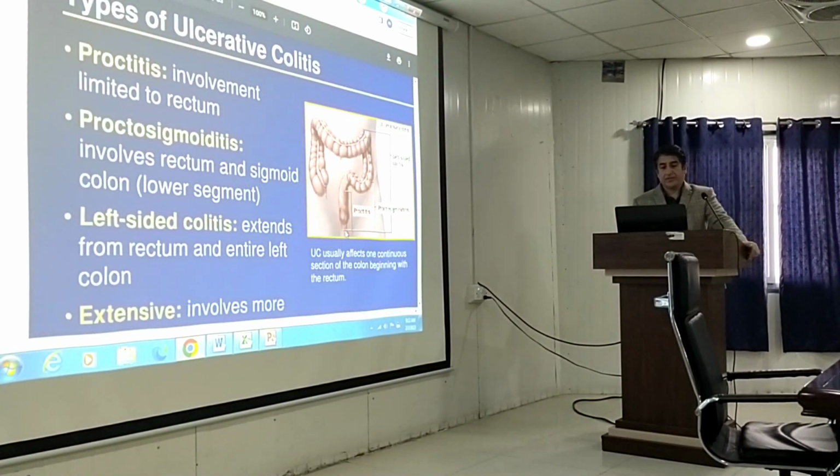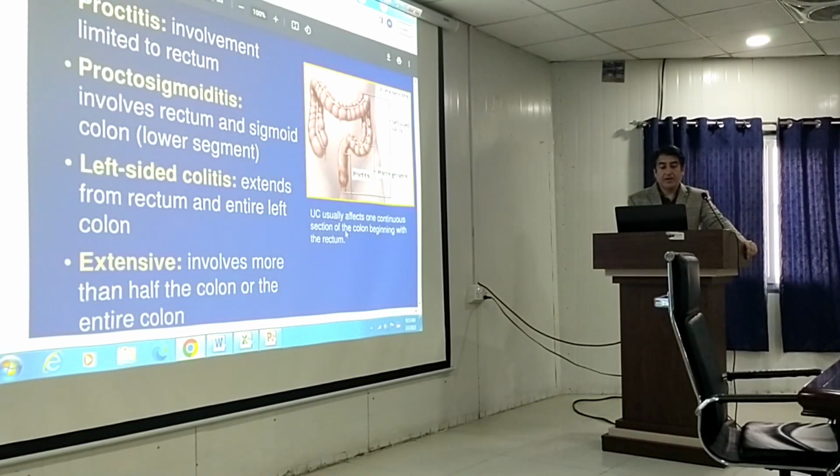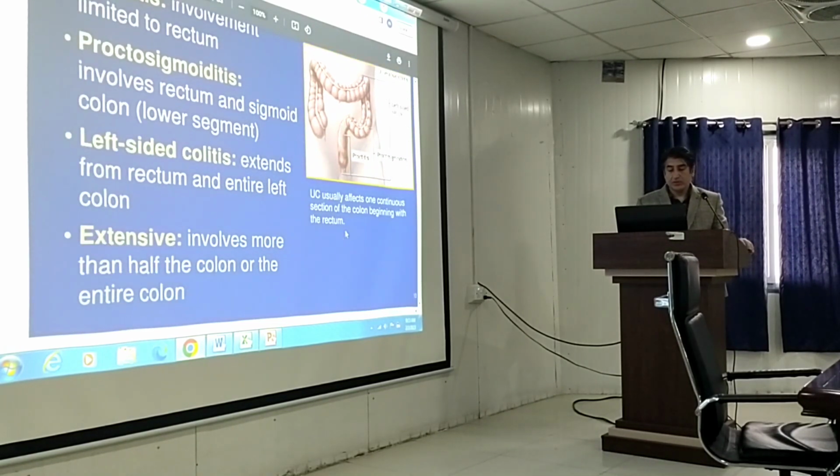Types of ulcerative colitis, again this is a general classification. Proctitis, if limited to rectum. Proctosigmoiditis involves rectum and sigmoid colon. Left-sided colitis extends from rectum and entire left colon. Then extensive involves more than half the colon or the entire colon. This is basically actually the classification which is being practiced from very earlier ages.